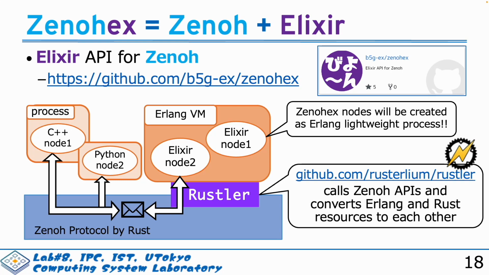The key idea to realize Zenoh EX is very simple. Elixir and Erlang provide a NIFs feature that can call functions implemented in other languages. We use Rustler as the NIFs feature. Rustler is a famous library to call Rust functions from the Erlang VM. It can call Zenoh APIs and convert Erlang and Rust resources to each other. Of course, our source code is published on GitHub. Please check it out.